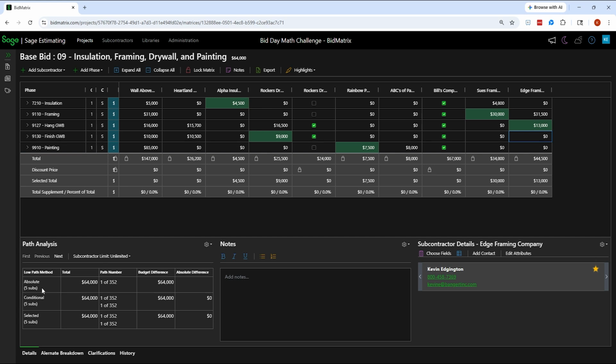So the low combination in my case is $64,000 by using Alpha for the insulation, Sue's for my framing, Edge Framing for the hanging, Rockers for my finishing, and Rainbow Paints for my painting.